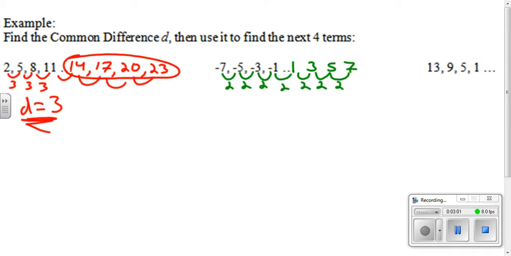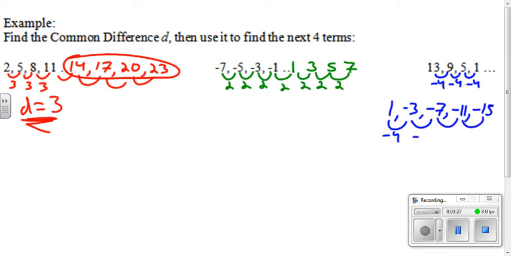And in this last case here, 13 to 9 is negative 4, 9 to 5 is another negative 4, 5 to 1 is another negative 4. So if we had 1 where we started, we go another negative 4, that puts us at negative 3, negative 7, negative 11, and negative 15. Again, each time we're counting by negative 4. So we'd say d, in this case our common difference, is negative 4. And for this one, our d is 2.